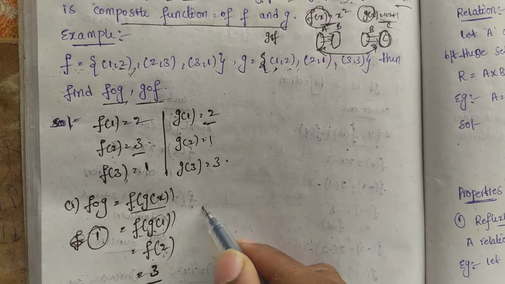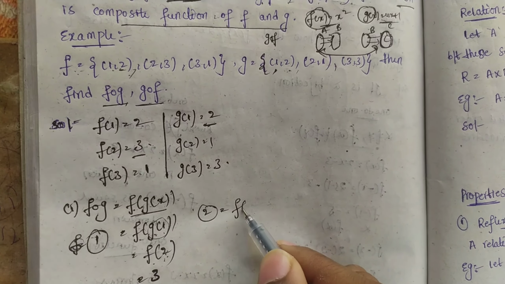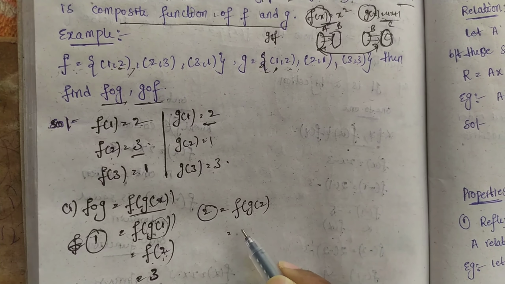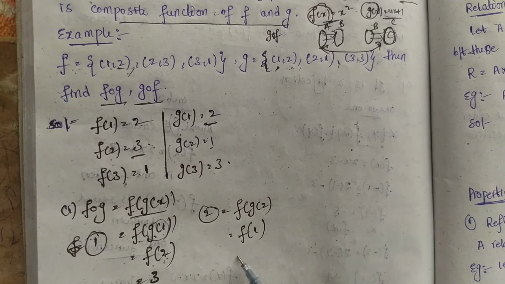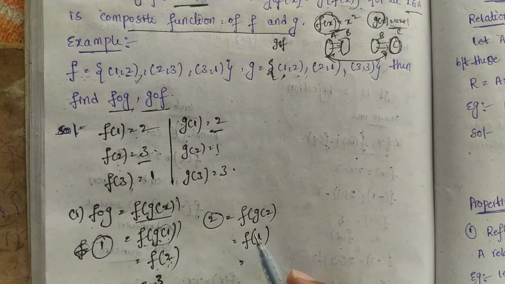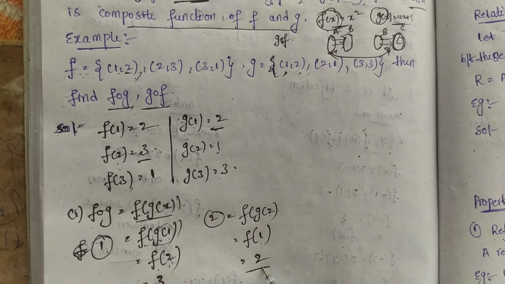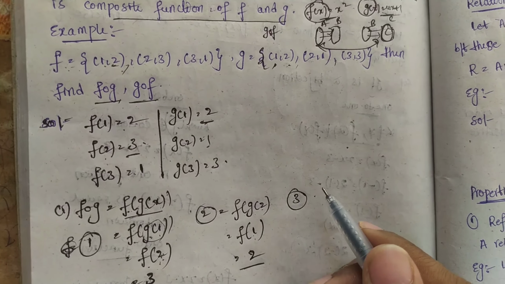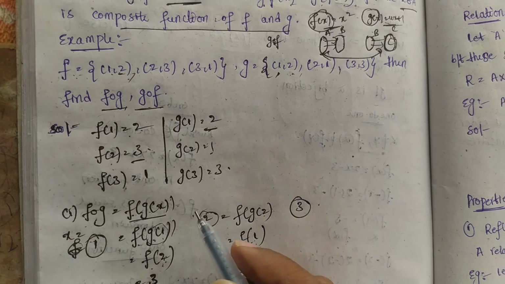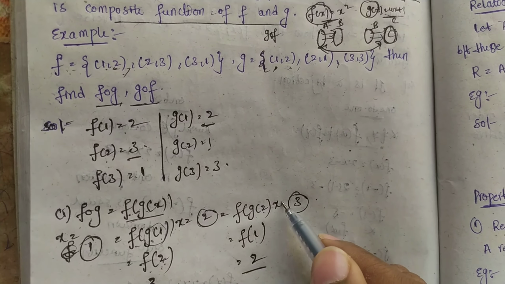Now placing 2, that is f of g of 2 equals to, here g of 2 value is 1, and here f of 1 value is 2. So this is the value for the second one, x equals to 2.